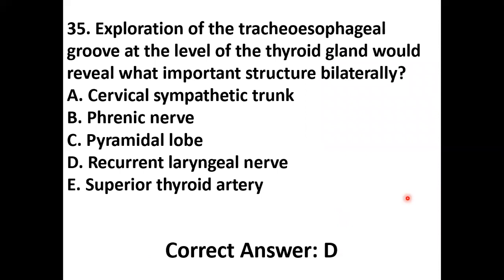Okay, exploration of the tracheoesophageal groove at the level of the thyroid gland would reveal what important structure bilaterally? I don't know what the tracheoesophageal groove is. However, the recurrent laryngeal nerve, like we've been talking about before: the vagus nerve comes down, and as it comes down, it gives off the branch that is the recurrent laryngeal nerve. And then that scoops back up and goes up to the muscles for phonation. It helps to innervate those structures.